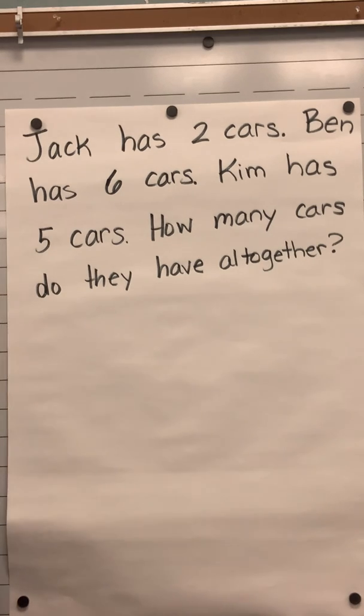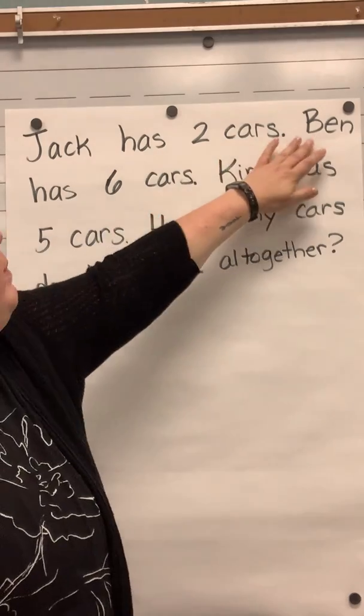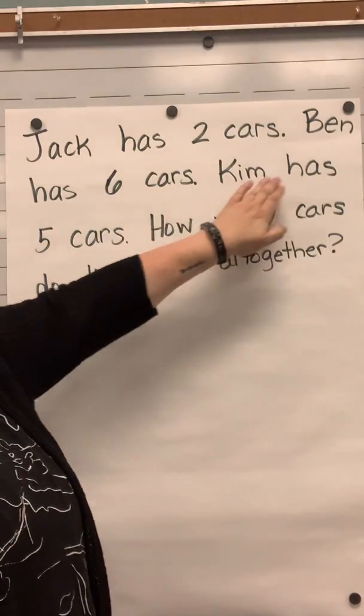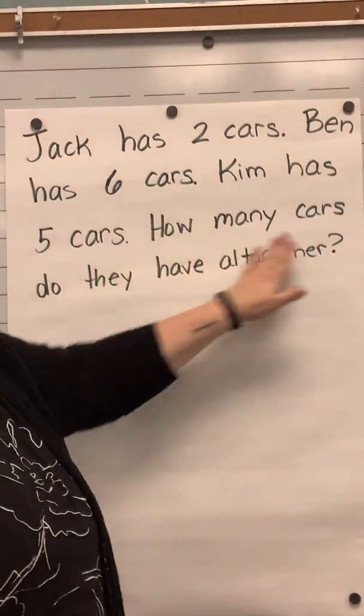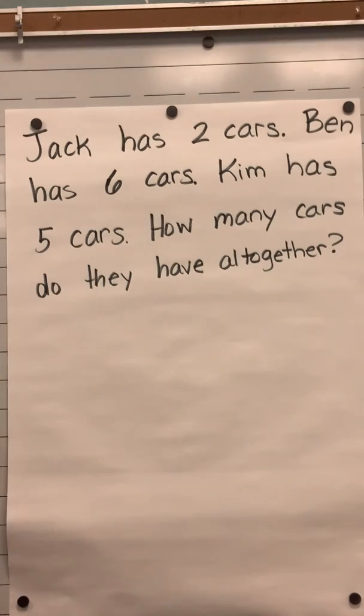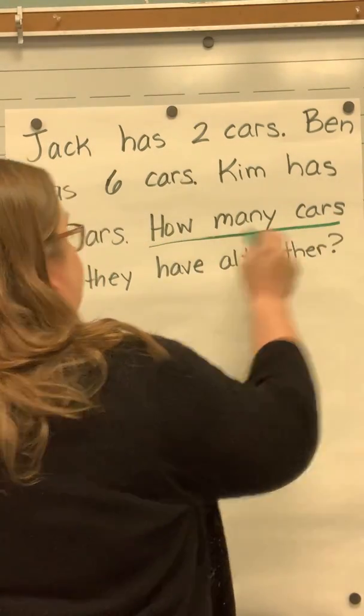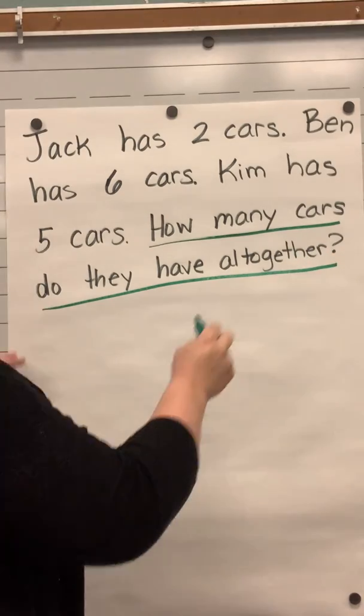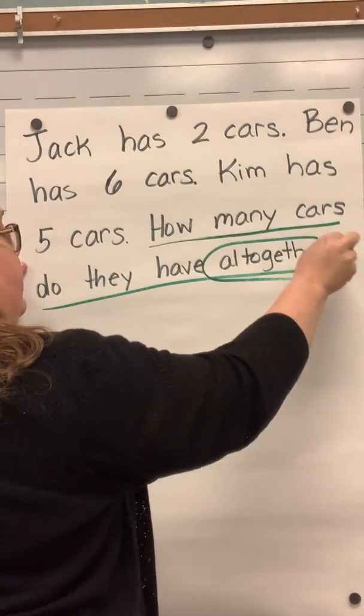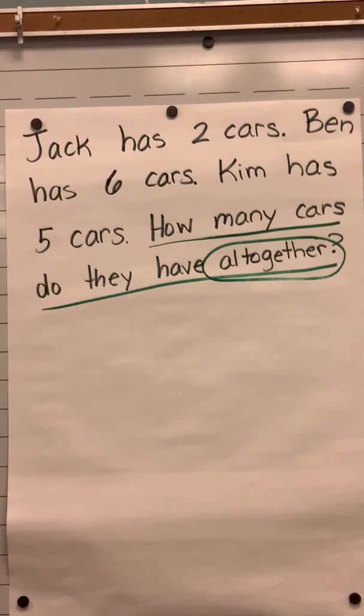Let's go through this and read it first of all, okay? Jack has 2 cars. Ben has 6 cars. Kim has 5 cars. How many cars do they have all together? Well, it seems like this is the question that we're answering. How many cars do they have all together? Now, when we see all together, that means that we are going to add, right? All right. Well, what do we know?